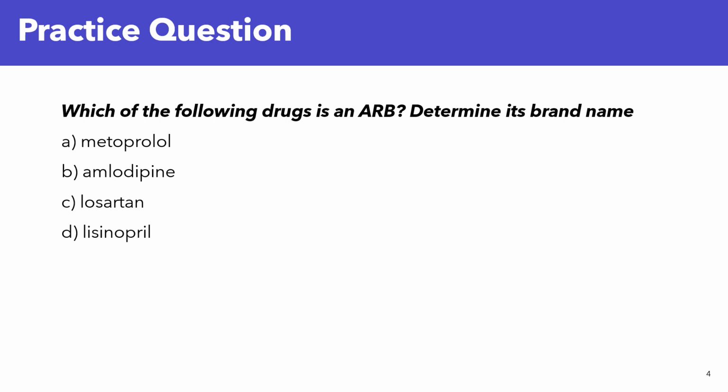And the correct answer is C. Losartan. So we know all angiotensin receptor blockers, their generic names end in sartan, which makes the correct answer C. Losartan, and the brand name is Cozaar. Metoprolol is a beta blocker. Amlodipine is a calcium channel blocker, and lisinopril is an ACE inhibitor, or angiotensin converting enzyme inhibitor.